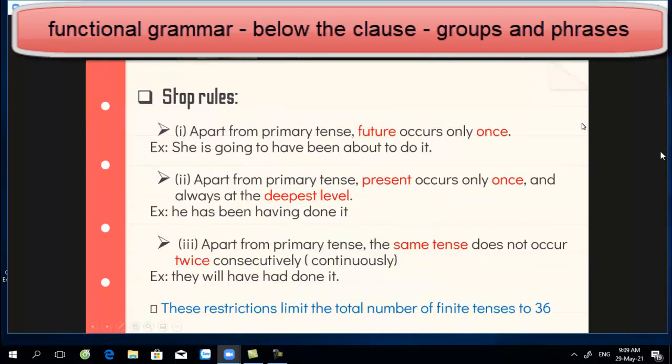So that's why we have the stop rules. The stop rules limit the total number. So the first one, apart from the primary tense, future occurs only once. So for example, "she is going to help" cannot take "be about to" as well, since we would have two futures in this, "be going to" and "be about to". The second, apart from the primary tense, present occurs only once and always at the deepest level. So for example, "he has been having done it". And number three, apart from the primary tense, the same tense does not occur twice continuously or consecutively. For example, "they will have had done it". So these restrictions limit the total number of finite tenses to 36.